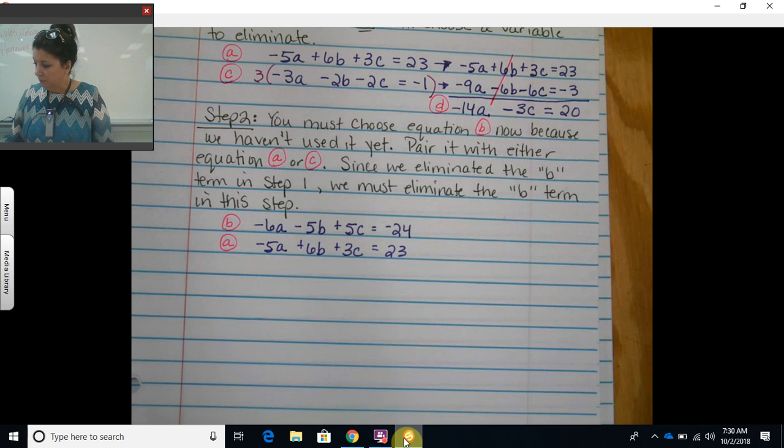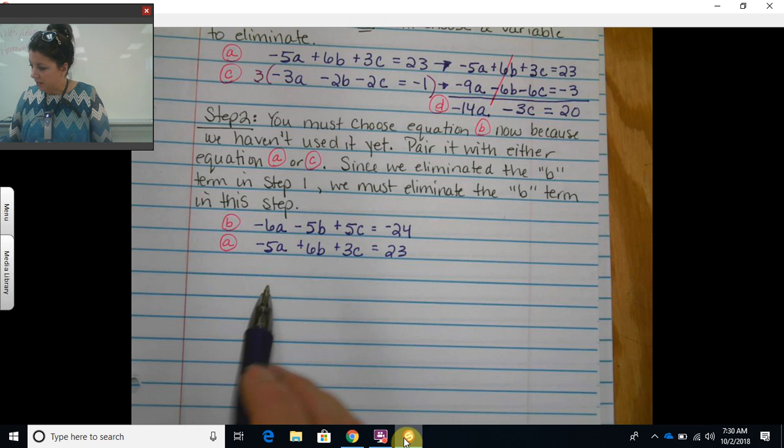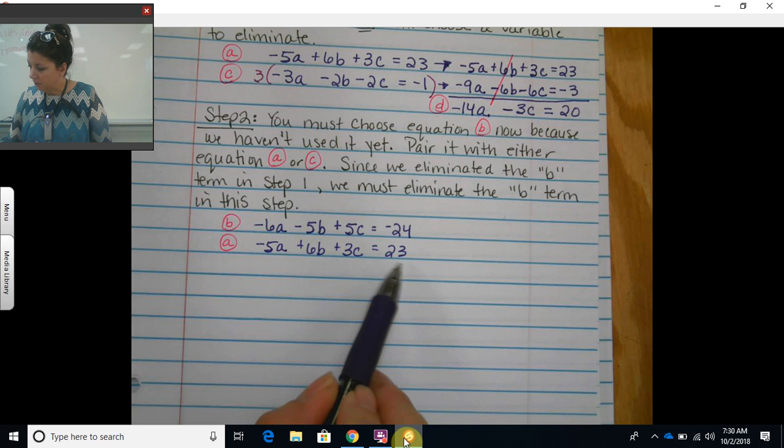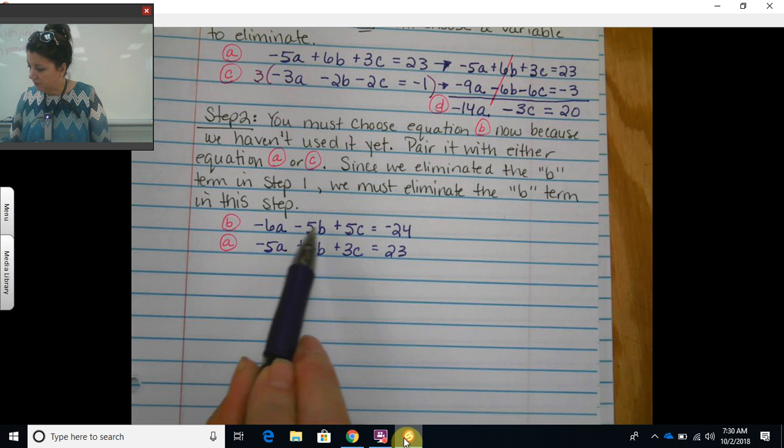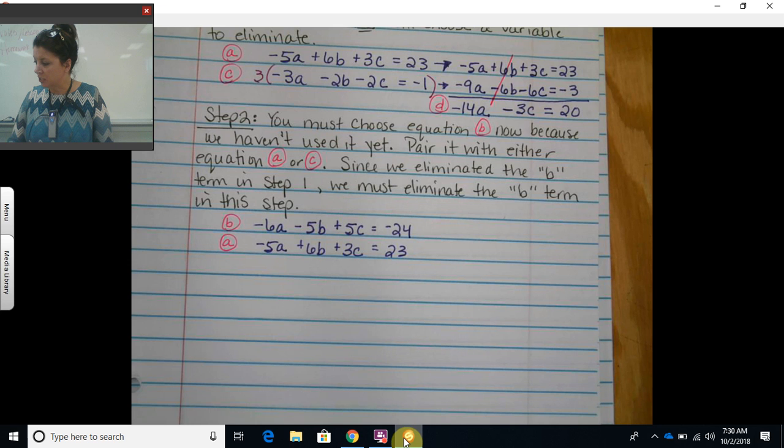Make sure I wrote it down correctly. -5a plus 6b plus 3c equals 23. -6a minus 5b plus 5c is -24. Okay, so we're eliminating the b's. What's the least common multiple of 5 and 6? Or just a multiple. You can't think of the least, just a multiple. 30. Yeah, 5 and 6 would be 30, right?